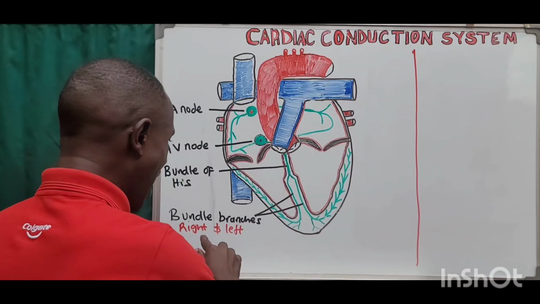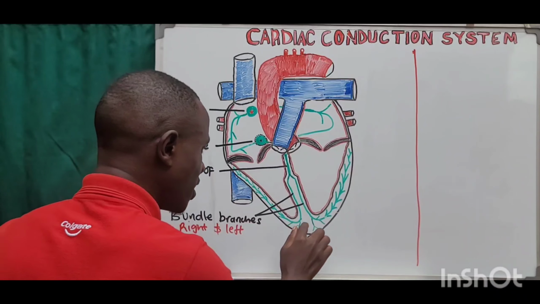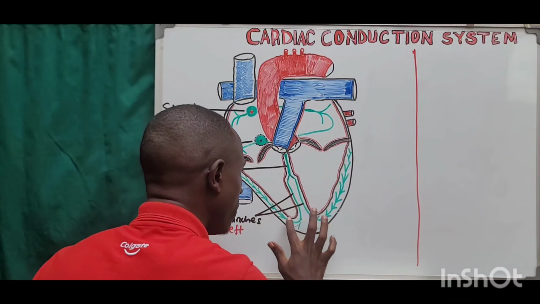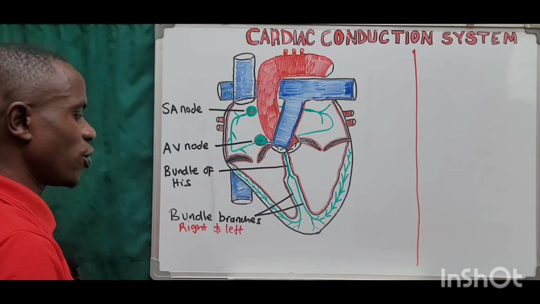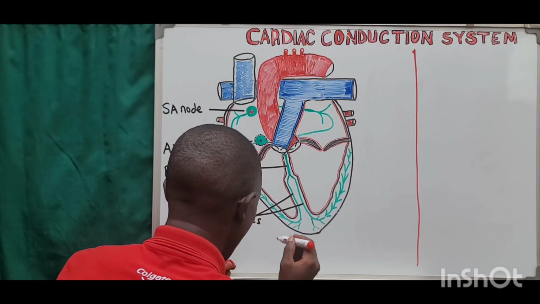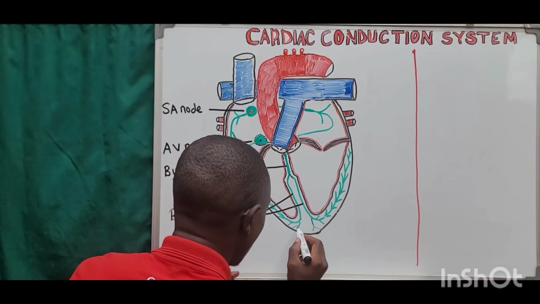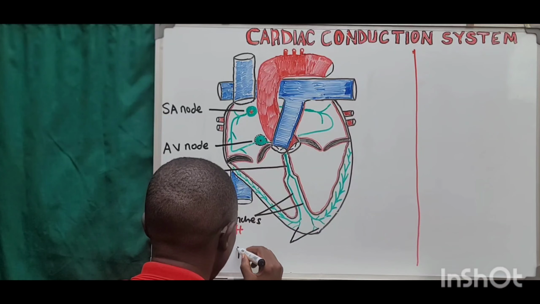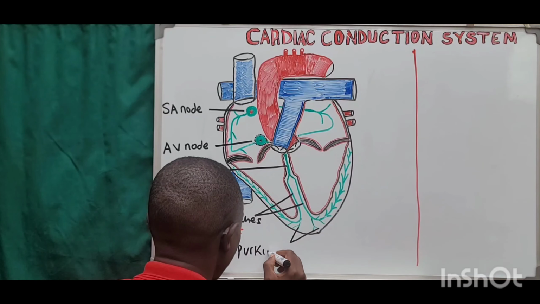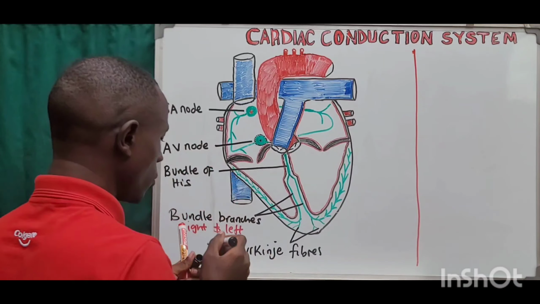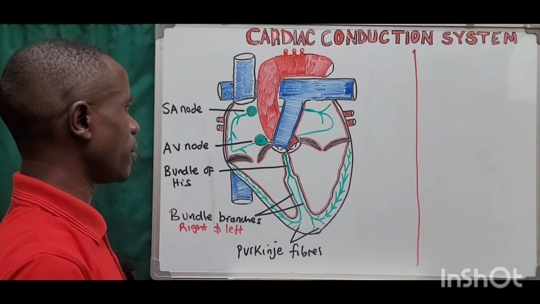From the bundle branches, we also have these tiny fibers that are embedded deep within the ventricular myocardium. These are very special. These are what we call the Purkinje fibers. Super important.